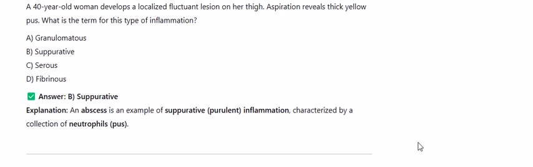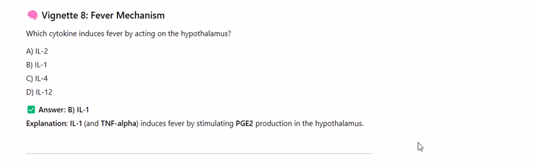Vignette 8. Fever mechanism. Which cytokine induces fever by acting on the hypothalamus? A. IL-2. B. IL-1. C. IL-4. D. IL-12. Explanation: IL-1 and TNF-alpha induce fever by stimulating PGE2 production in the hypothalamus.